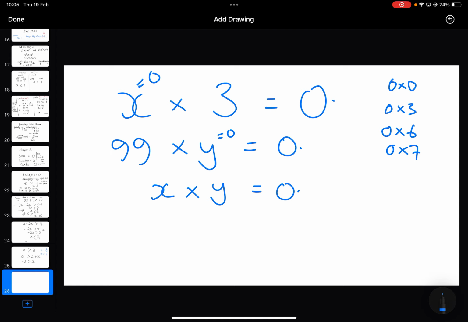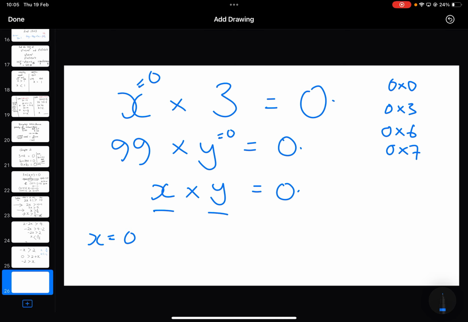Okay? So from this, I want you to think and know that if I have two numbers multiplied together and become 0, as long as one of them is 0 can already. So there are two possible answers. Either x equals to 0, y can be anything, I don't care. As long as x equals to 0, my left hand side will definitely become 0, because 0 multiplied by anything also becomes 0.